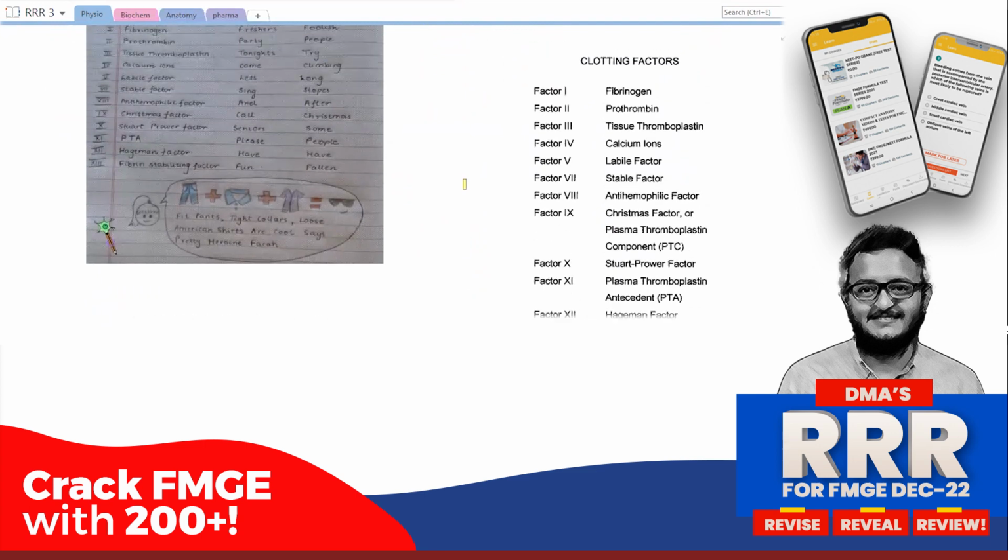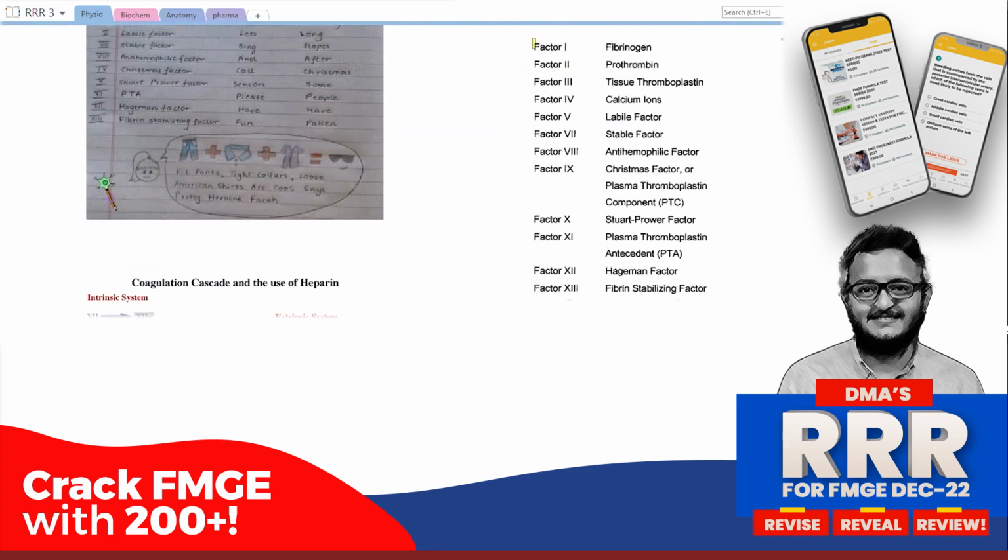Finally, the blood physiology. See, these are the clotting factors. You must remember the names.